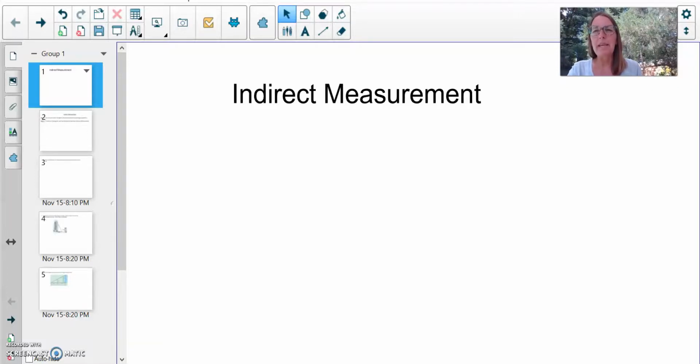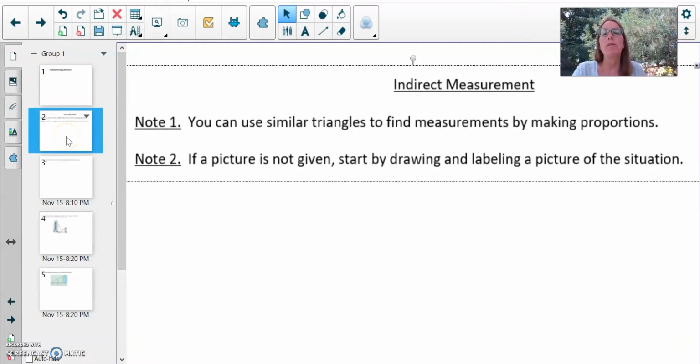Hi everyone. In this video, we're going to use similar triangles to set up a proportion and solve indirect measurement problems. So remember, with similar triangles, you can make a proportion to find missing measurements. If a picture is not given, start by drawing and labeling a picture of the situation. And you're always going to have similar triangles when you solve these problems.